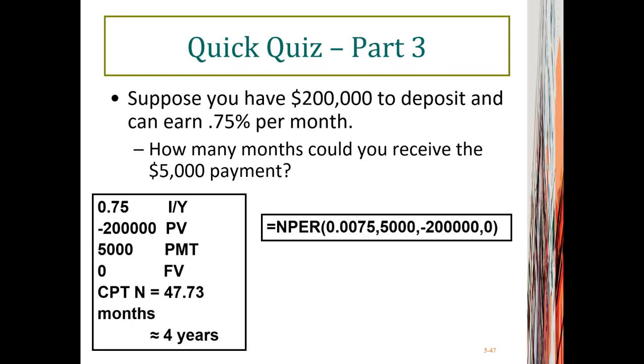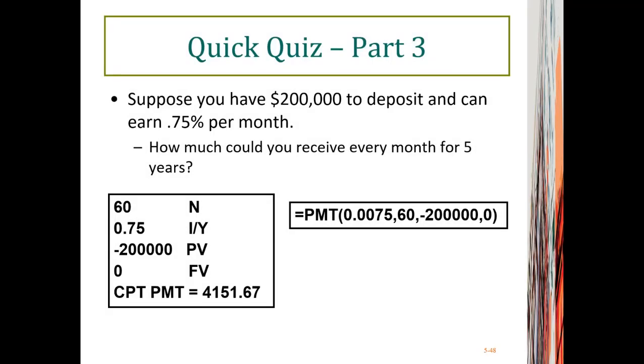47.73. Some people say, hey, 48 years. No, that is the number of months. It's only about 4 years. So typically, if you have $200,000 left in your retirement plan with a reasonable interest rate, it can only support 4, maybe 5 years of your post-retirement life. So if you want to live longer, you need to save more.